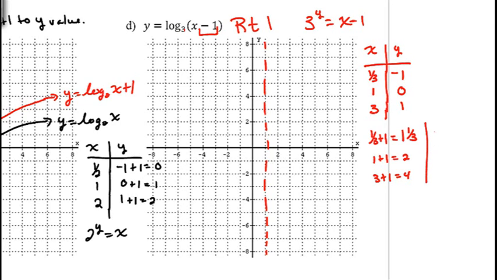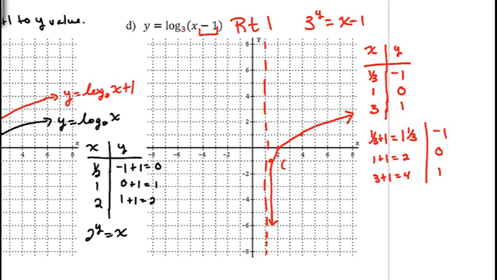So those are our x values, and the y values would still be -1, 0, and 1. So we have 1 1/3, and -1 is one point. And then we have the point 2, 0, and then we have the point 4, 1. So again, the graph is curving towards this asymptote, which is the line x equals 1.